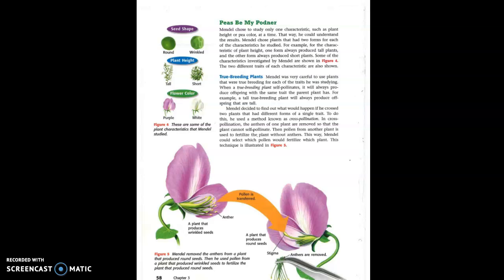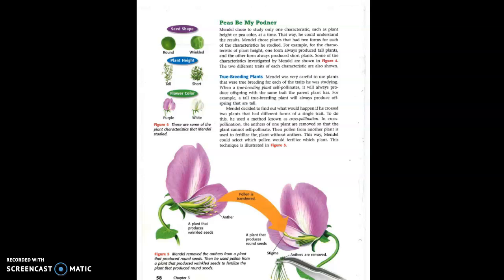True breeding plants. Mendel was very careful to choose plants that were true breeding for each of the traits he was studying. When a true breeding plant self-pollinates, it will always produce offspring with the same trait the parent plant has. For example, a tall true breeding plant will always produce offspring that are tall.